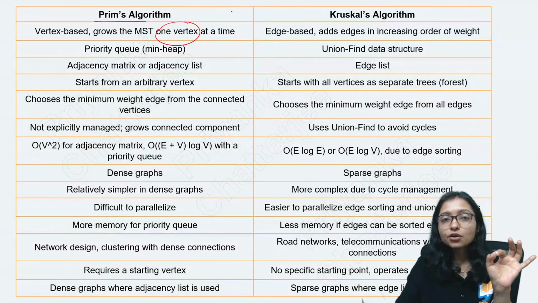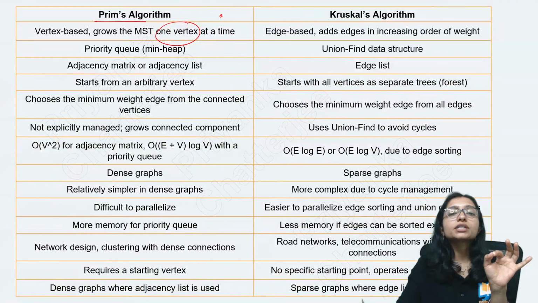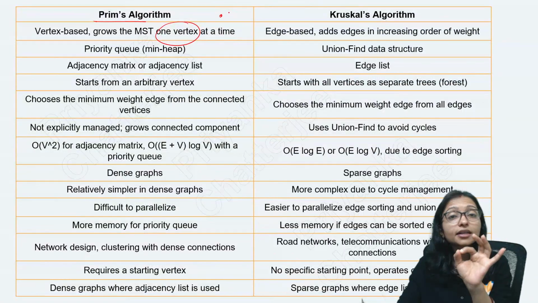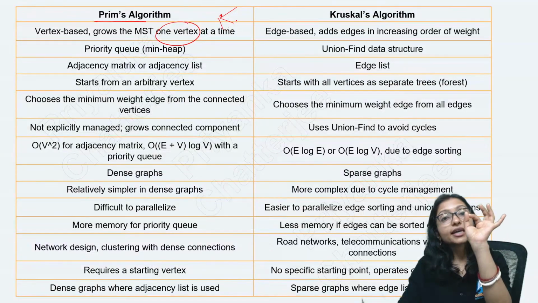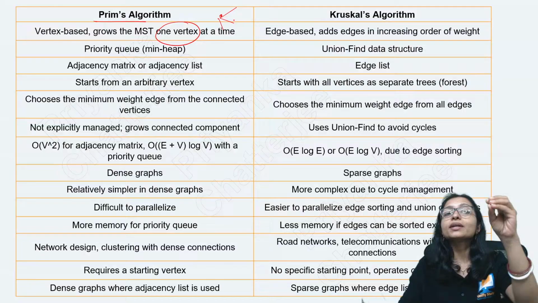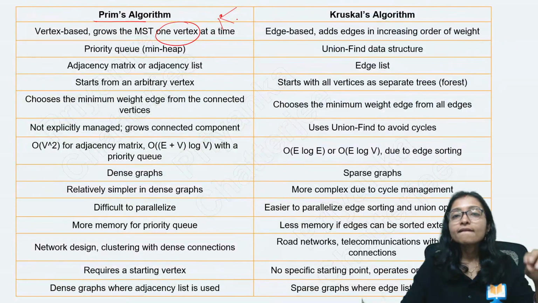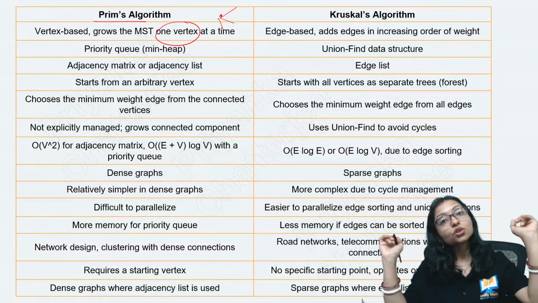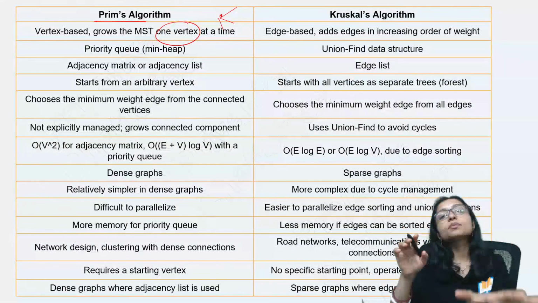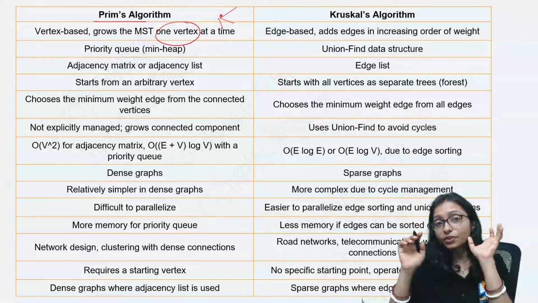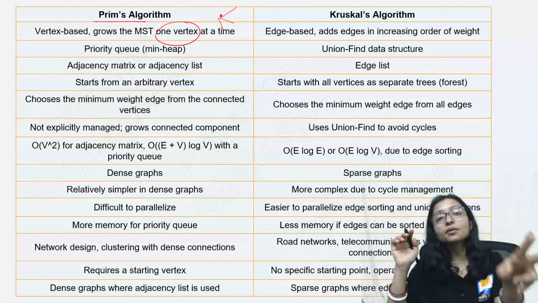Whenever I start with any vertex, it checks the vertices directly connected, the adjacent vertices. After that it will take the minimum. But Kruskal looks throughout the graph, and out of that, whichever edge is minimum, it takes that one. That is the difference between Kruskal and Prim's.